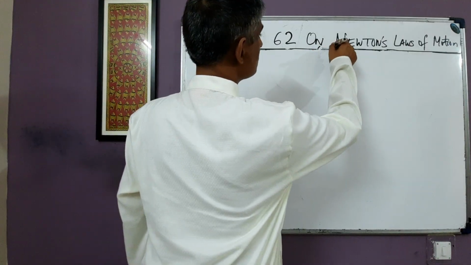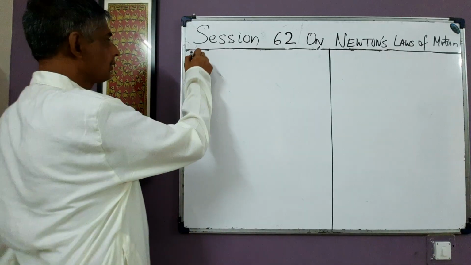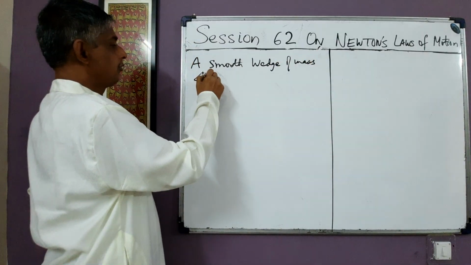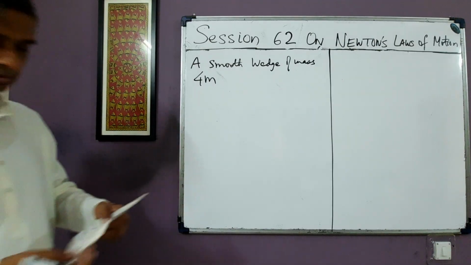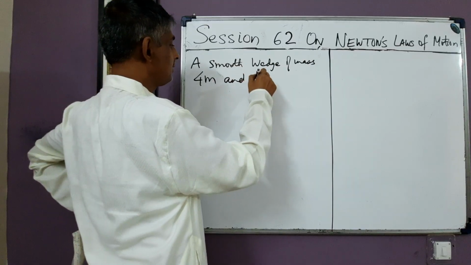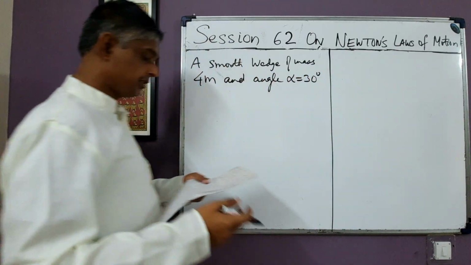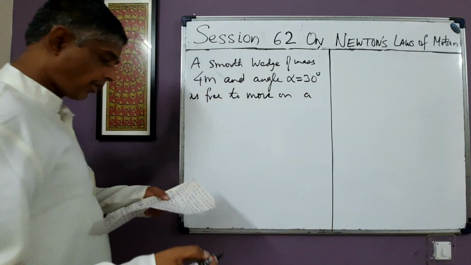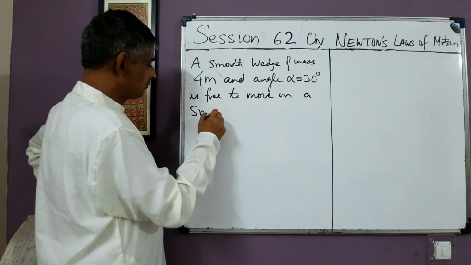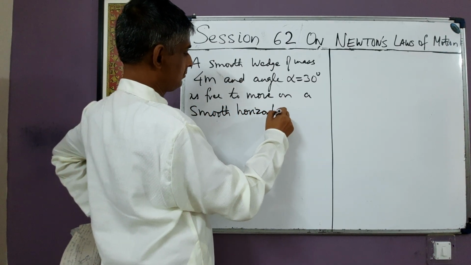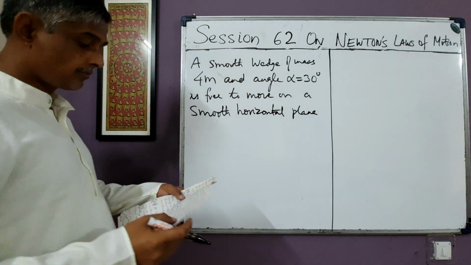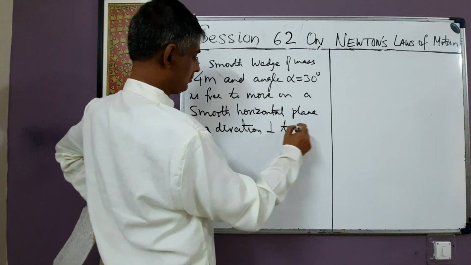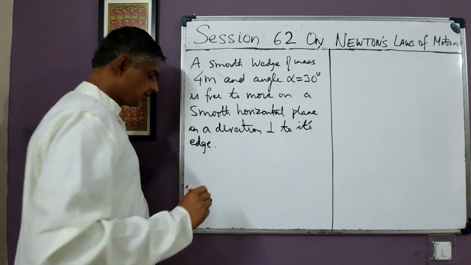Question is this. A smooth wedge of mass 4m and angle alpha equal to 30 degree is free to move on a smooth horizontal plane in a direction perpendicular to its edge.